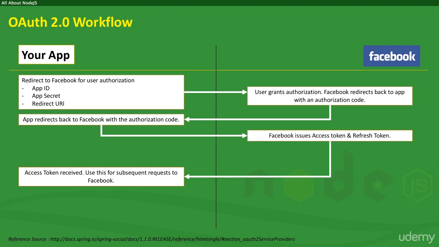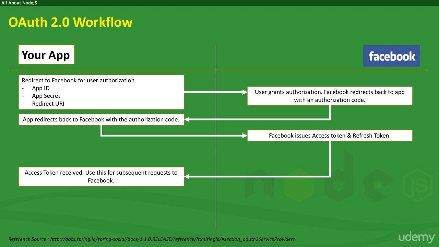If the user grants access, then Facebook sends back an authorization code to your app. Your app then sends this authorization code back to Facebook, and at this point, Facebook is assured about the authenticity of the request and it grants an access token, which is then sent back to your app. All further calls to the Facebook API are done using this access token. A refresh token is also sent along for renewing the access token when it expires.